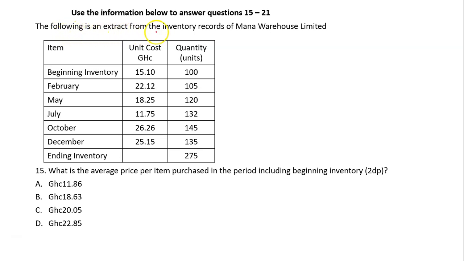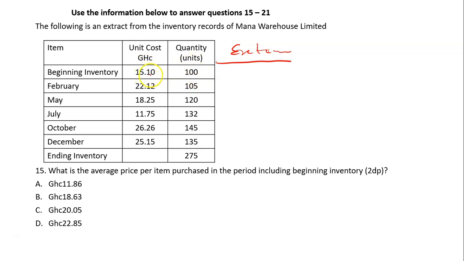Use the information below to answer question 15 to 21. The following is an extract from the inventory records of Manor Warehouse Limited. So this is the beginning, February, May, July, October, December, and ending inventory. Question 15 says, what is the average price per item purchased in the period including beginning inventory? Now, to solve this question, we need to know the extensions. Okay, so to get the extension, the unit cost of the beginning inventory times the quantity.